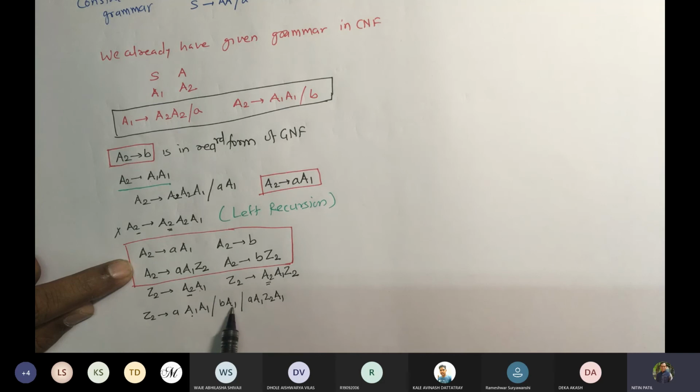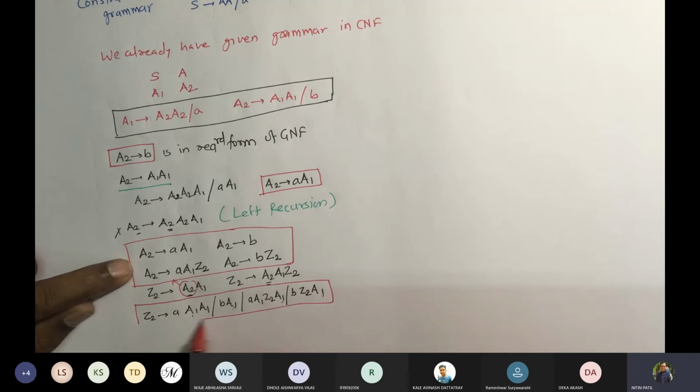A1, this A1 as it is. I took A1 Z2, I wrote it, and I kept A1 as it is. And the last value is B Z2 A1. Am I right? What I did here, simply I replaced this A2 by these all four values. So I get this, correct? So this is again in the required form. Fine.